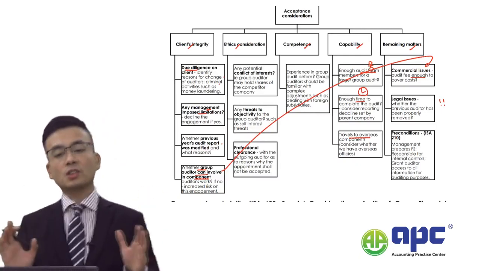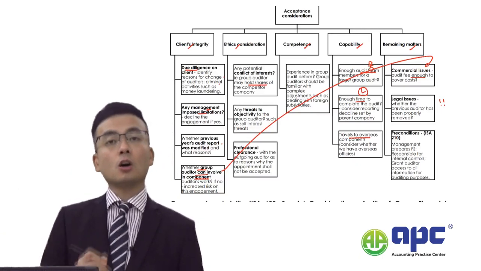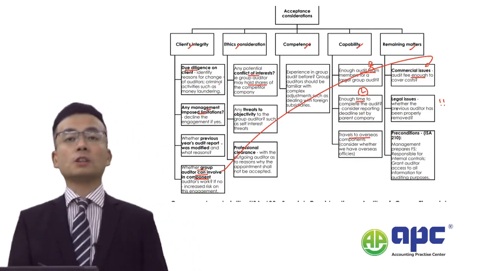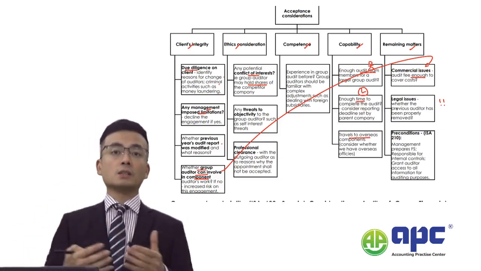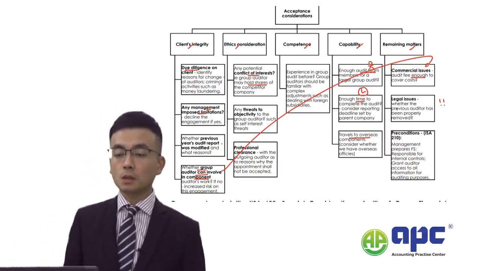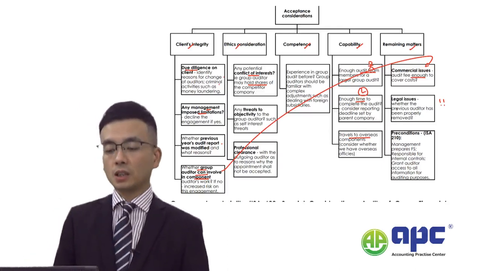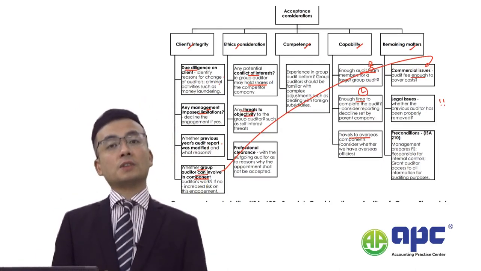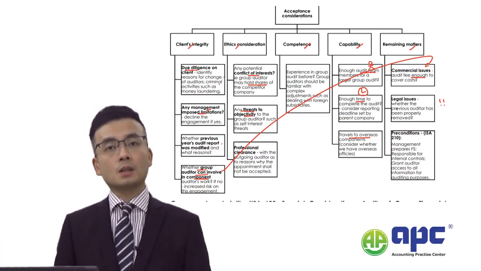And also we need to consider the ethics considerations. So for example, whether or not we hold shares of your competitor, which may constitute a conflict of interest. So before we accept as the group auditor, surely I will need to dispose of your competitor's shares, probably, or to remove the members from this particular engagement. And also any threats to objectivity, for example, self-interest. Okay, so we need to be ready for that.